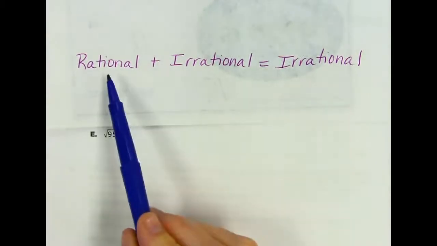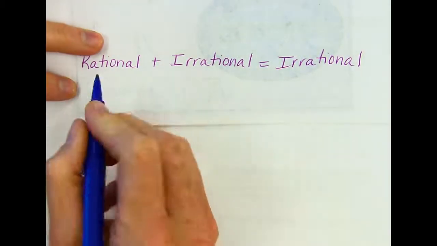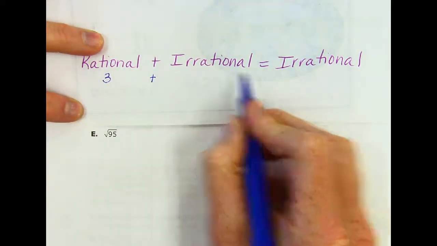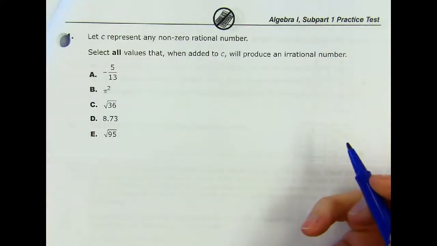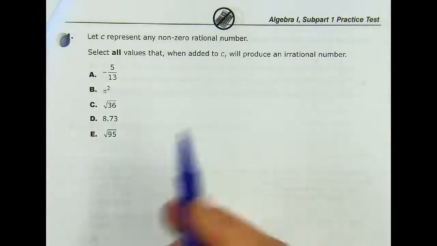So it is following this pattern. Rational, that is non-zero, so let's say 3, plus any irrational number will always be irrational. So your task really at hand, since you do not have a calculator, is to know which of these numbers.